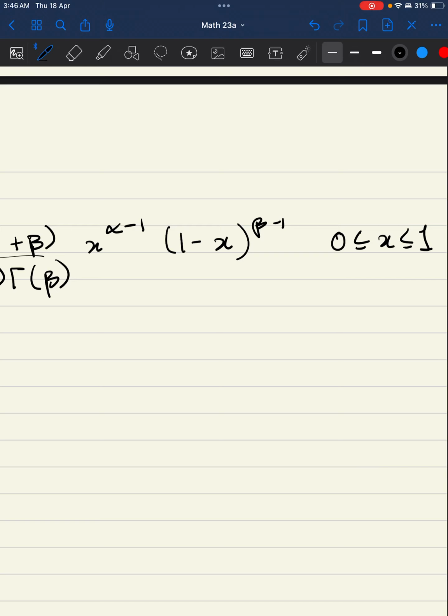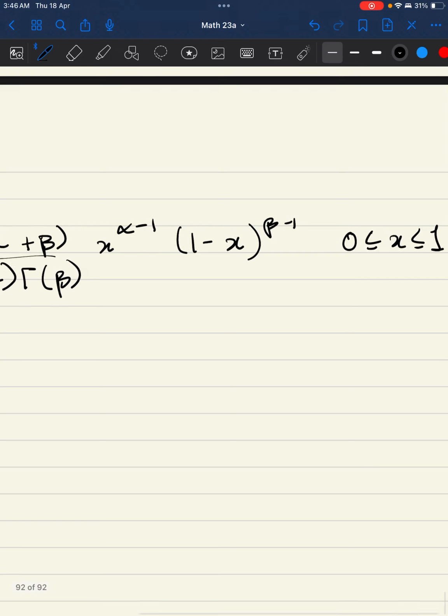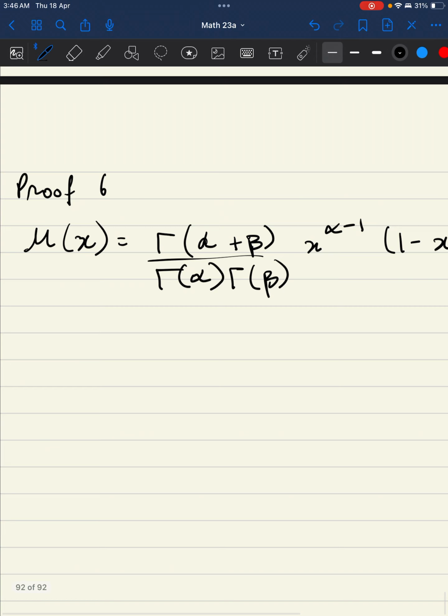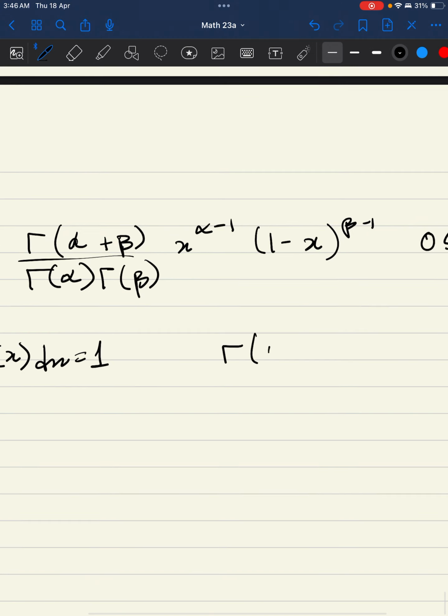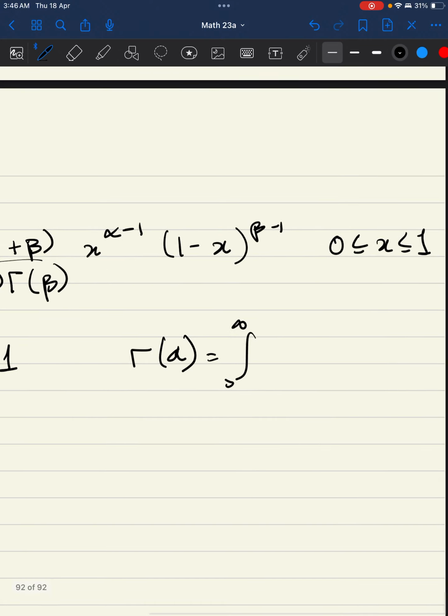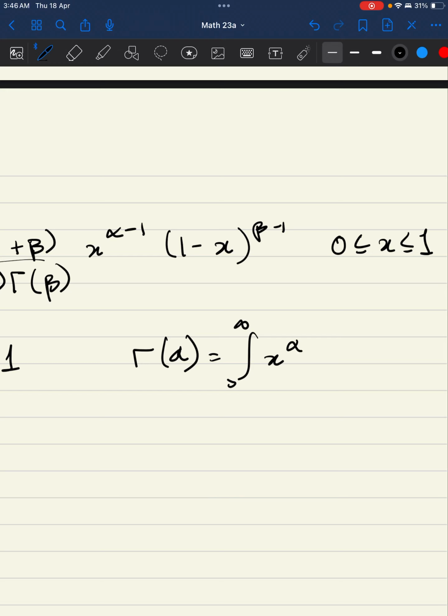We're going to use the taxicab change of variables to prove that the distribution is properly normalized, which means the density integrated over dx is equal to 1. We're going to use the definition of the gamma function: Gamma of alpha is equal to the integral from 0 to infinity of x to the alpha minus 1 e to the minus x dx.